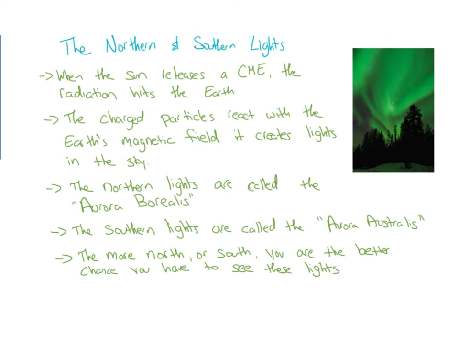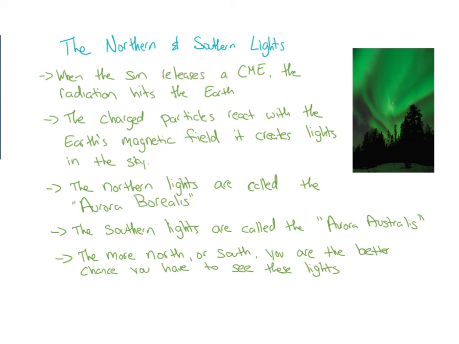The northern and southern lights. When the sun releases a CME, the radiation hits the Earth. So remember, a CME is a coronal mass ejection. The charged particles react with the Earth's magnetic field. It creates lights in the sky. The northern lights are called the aurora borealis. The southern lights are called the aurora australis. The more north or south you are, the better the chance you have to see these lights.